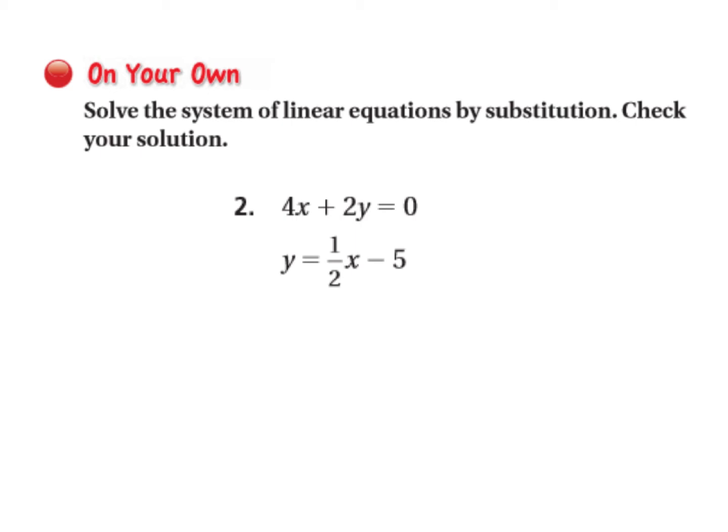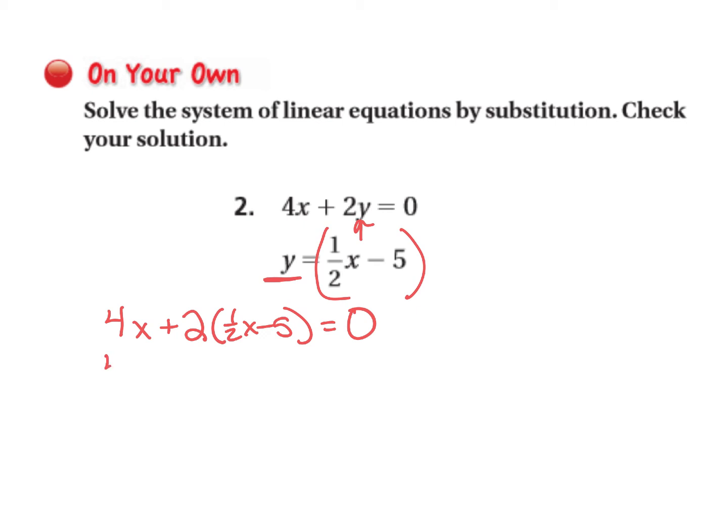Let's do another one. This equation's already solved for y, so this is the expression I'm going to plug in for that y. So I've got 4x plus 2 times (1/2 x minus 5) equals 0. So let's simplify. 4x, I'm going to do the distributive property, and here's what's nice: we get rid of a fraction. 2 times 1/2 x. Well, what's half of 2? 1x. So 1x minus 2 times 5 is 10. That equals 0.